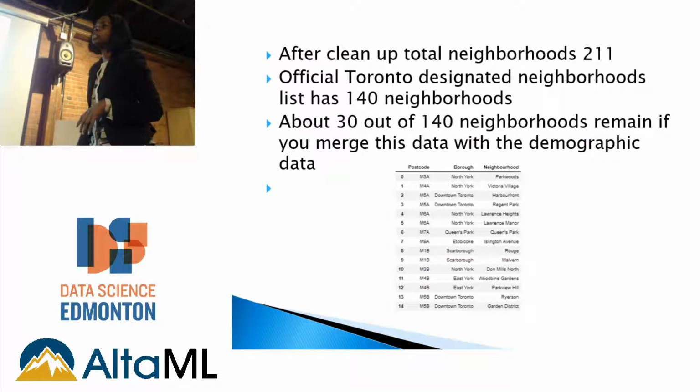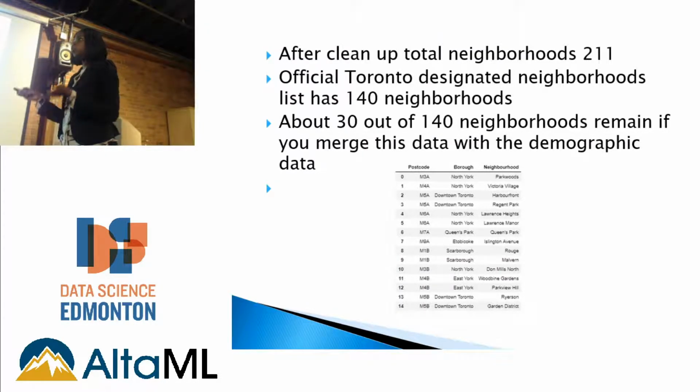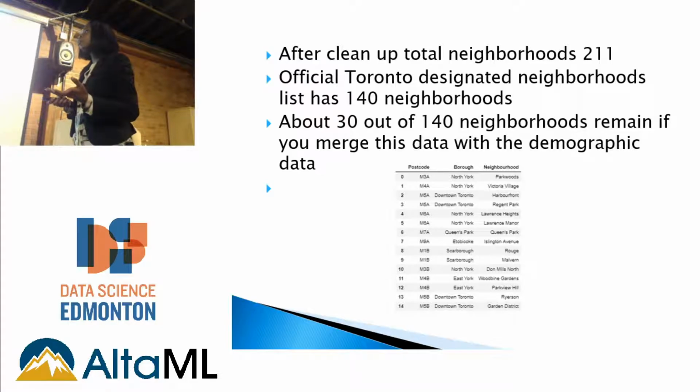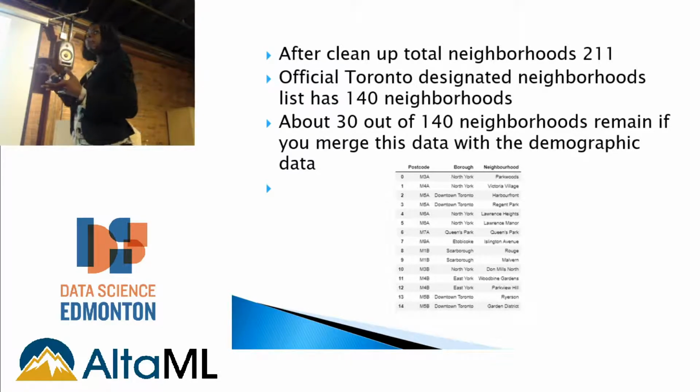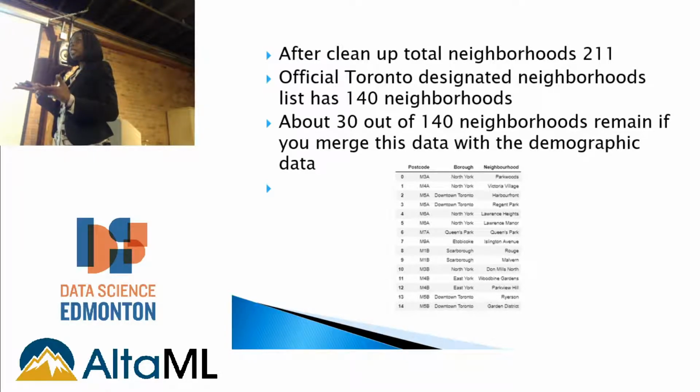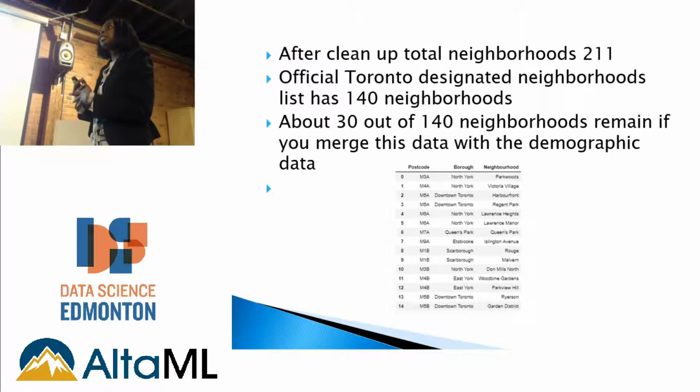The thing about this data, there are like 211 neighborhoods left after I clean up. Having said that, I made a wrong assumption, assuming that the neighborhood names that existed before they came up with this list of 140 designated neighborhoods are the same. They are different, and therefore, if I merge them, I won't get back most of the neighborhoods.